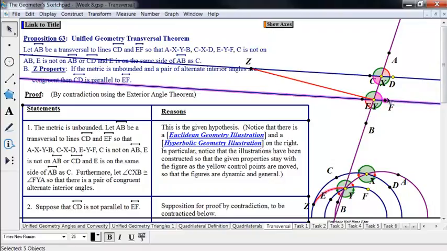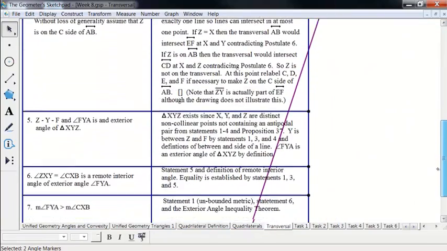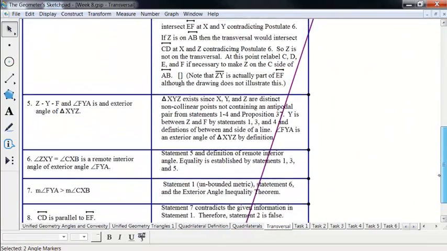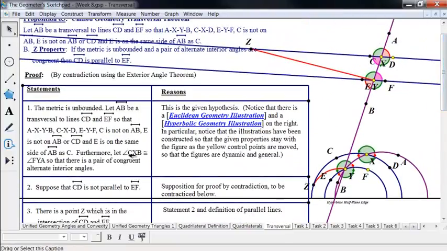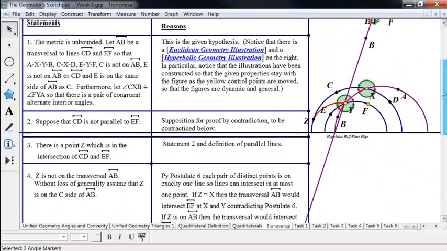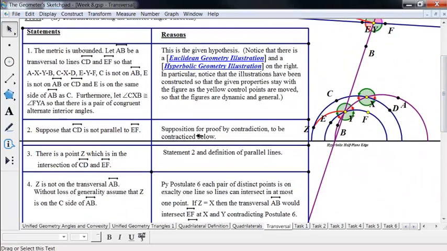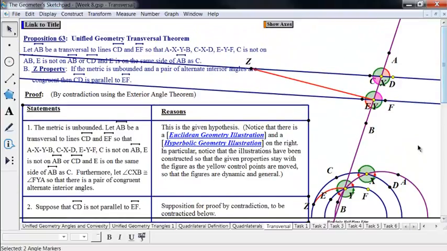Well, when the metric's unbounded, we know that the measure of that exterior angle is greater than the measure of each of the remote interior angles. That's the exterior angle inequality theorem. And so that's where we reach a contradiction: the exterior angle says that this is greater, but what we assume in our hypothesis is that these are congruent, so they have the same measure, and so that's a contradiction. Therefore, the only place we made our supposition was right back here, that they're not parallel, and so therefore the two lines must be parallel.